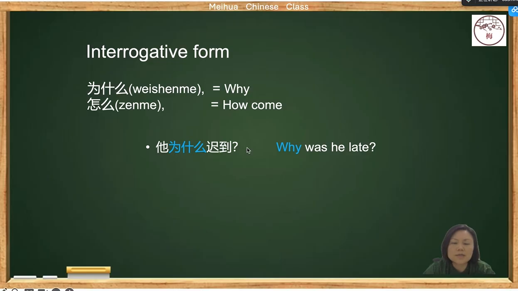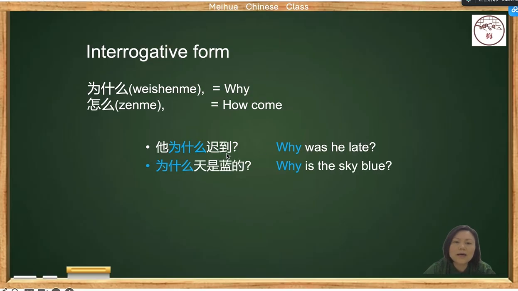他为什么迟到? 迟到 is a verb, a predicate, even though it's an adjective, right? It means late. 他迟到 is the declarative sentence. And we want to ask about the reason. 为什么迟到? The 为什么 comes before the predicate. Why was he late?